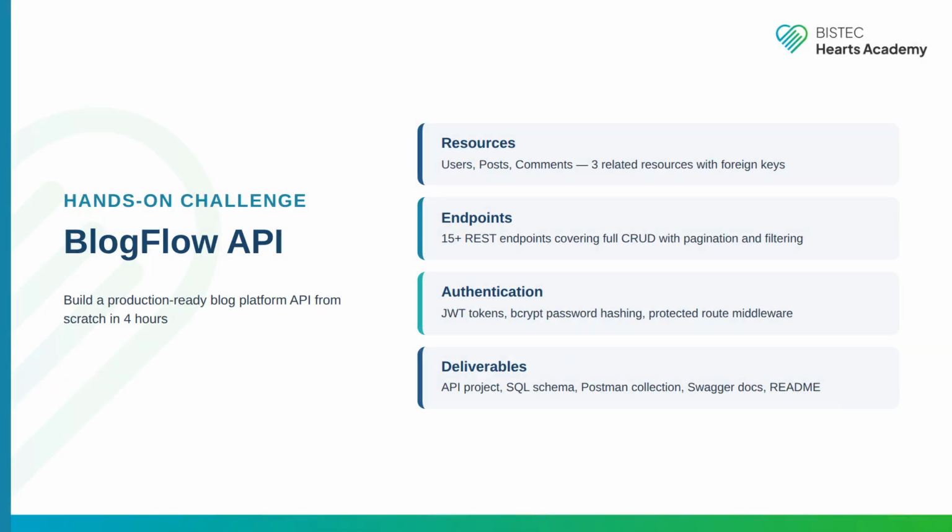Today's challenge is to build the Blogflow API, a backend for a blog platform. 3 resources: users, posts, and comments. They relate to each other. Posts belong to users. Comments belong to both posts and users. You'll implement 15 or more REST endpoints covering full CRUD with pagination and filtering on list endpoints. Authentication uses JWT tokens with bcrypt password hashing and protected route middleware.